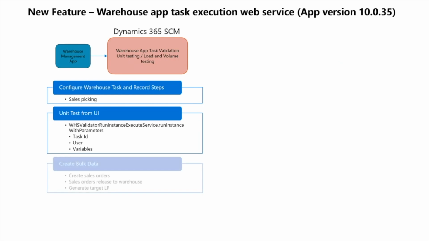This way you can verify that all the recorded steps for that warehouse process are executing correctly using this new web service. Next, in order to perform load and volume testing, you need to create bulk data for each warehouse process you would like to test. For example, for the sales picking process, you need to create bulk sales orders. You have to release those sales orders to the warehouse, which creates a work order with the pick and put steps. You also need to create a list of target license plates, which can be used in the put steps for picked goods to be put into a license plate controlled fulfillment location.